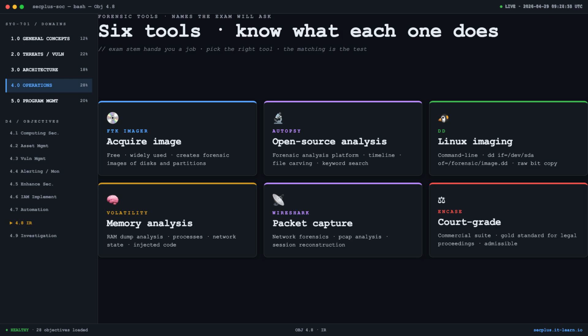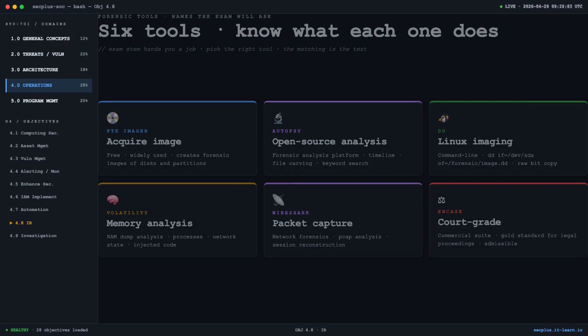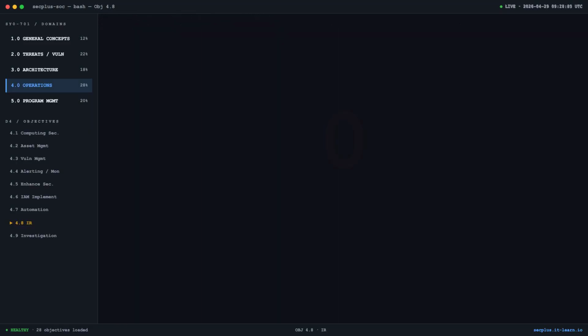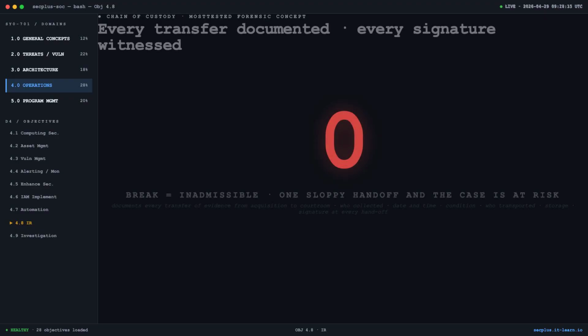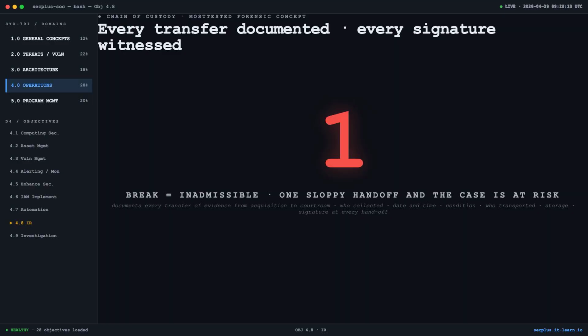Chain of custody, the single most tested forensic concept. Documents every transfer of evidence, from acquisition to courtroom. Includes who collected it, date and time, condition, who transported it, storage location, and signature at every handoff. Any break in chain of custody can make the evidence inadmissible in court. One sloppy handoff and the entire case is at risk. Tamper-evident bags, evidence seals, secure storage, signed transfer logs at every step.